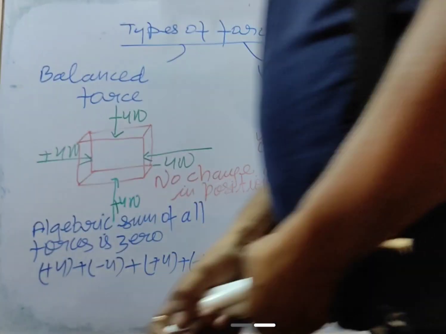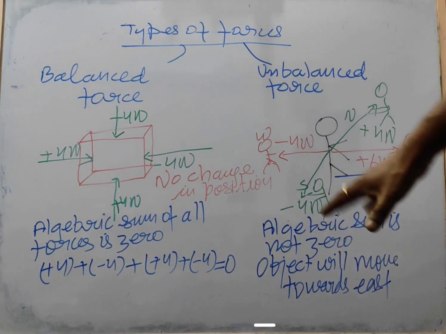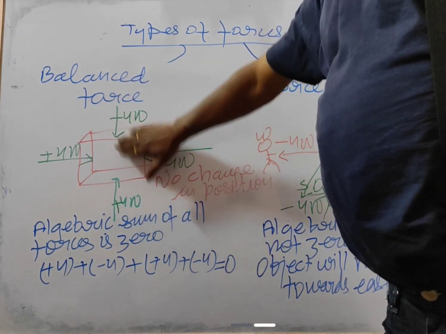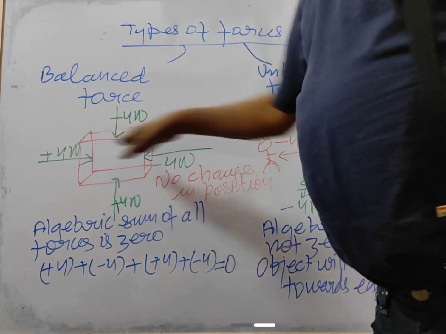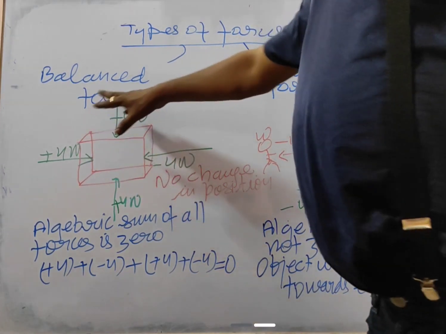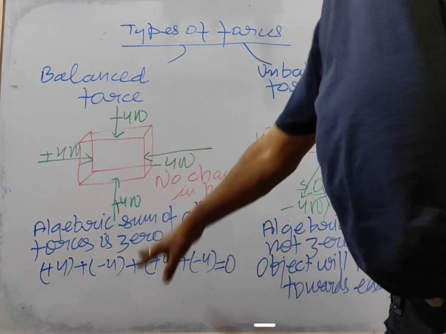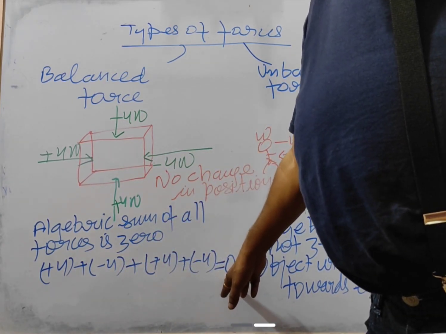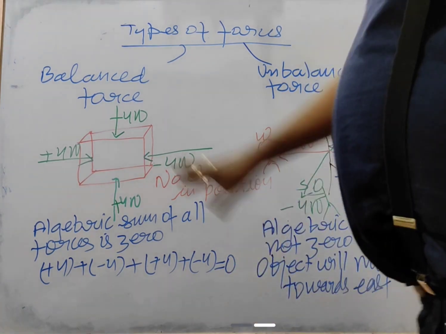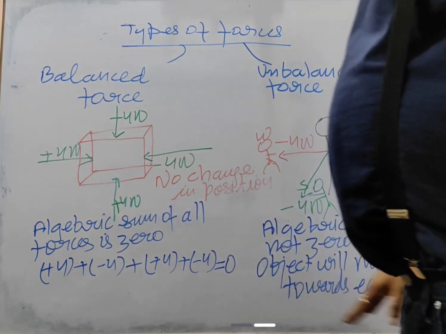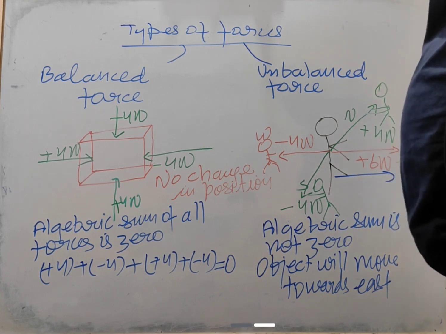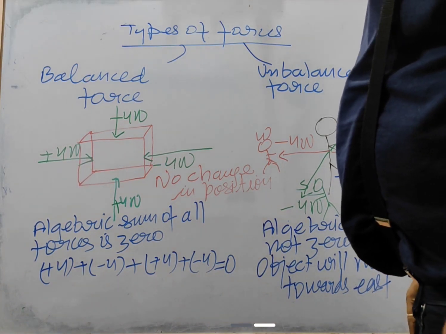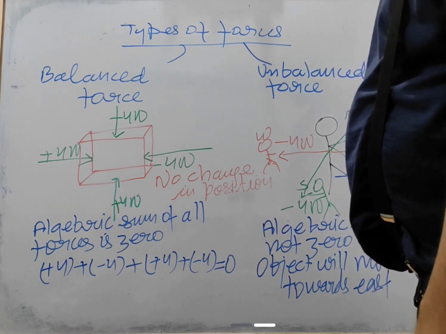Now, what I said here, forces are acting upward, downward, left, right, right? All forces have same magnitude. So when you add these, the sum is zero, na? So this is balance condition. Yes. Algebraic sum should be zero. Otherwise, it will not happen. Right?